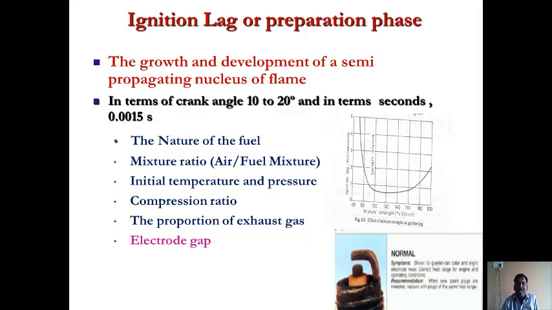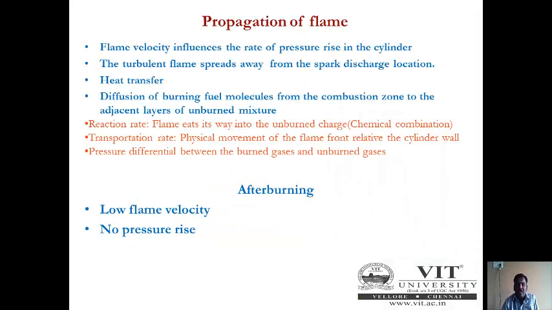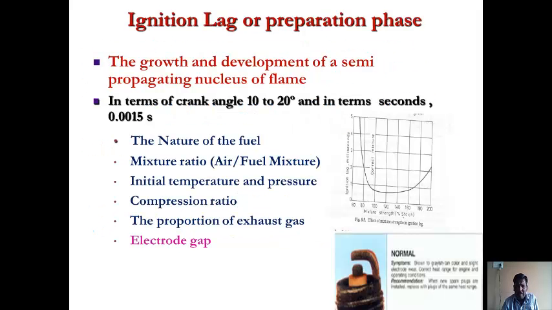Then the next parameter is the proportion of the exhaust gas. How much residual gas is present during the combustion process is also one of the major parameters. The proportion of the exhaust gas is also considered as one parameter. If you increase the exhaust gas quantity inside the cylinder, then it may dilute the fresh air-fuel mixture. It can increase the ignition lag period.